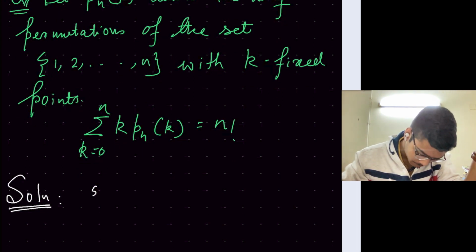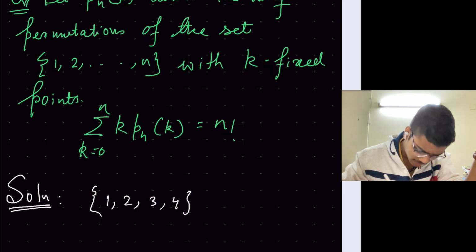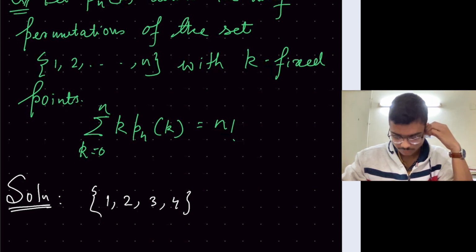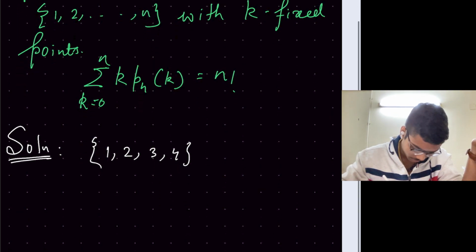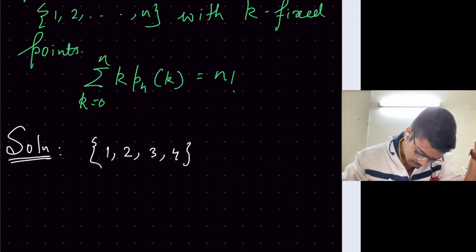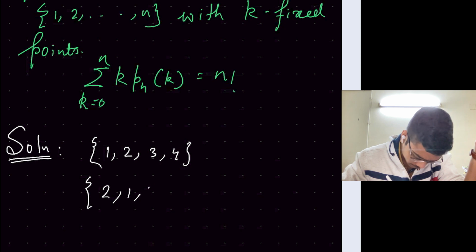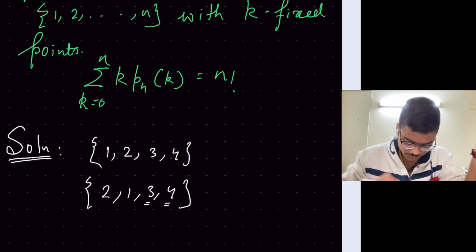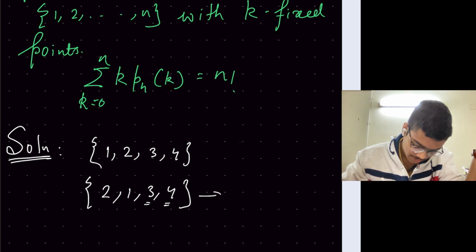So consider this permutation. This is the reference permutation we consider, because everything is in natural order. And consider any other permutation, say like this: 2, 1, 3, 4. If you see here, 3 remains in its original position, 4 remains in its original position. So here the number of fixed points is 2.